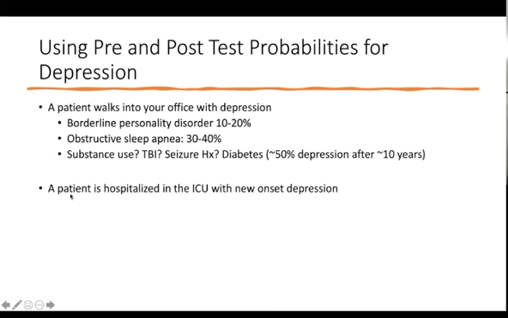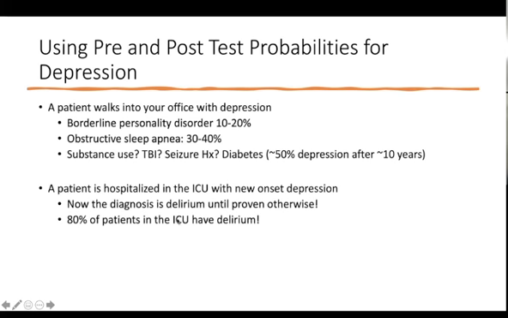Now, we've changed settings. This is a patient walking into your office with depression. Let's say a patient is hospitalized in the ICU with new onset of depression. What's the most common thing in this case? The diagnosis is delirium, because 80% of patients in the ICU have delirium. Usually the patients in the ICU are totally out of it, so it's going to be delirium pretty much, because 80% of patients have this.